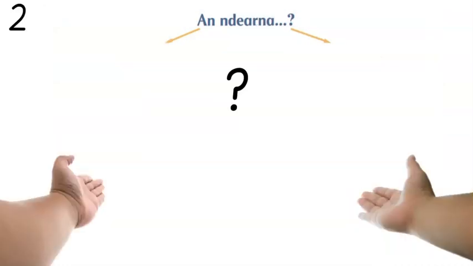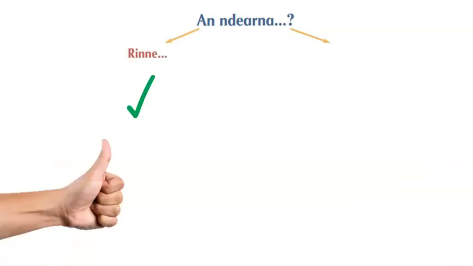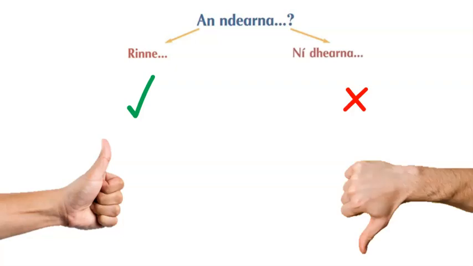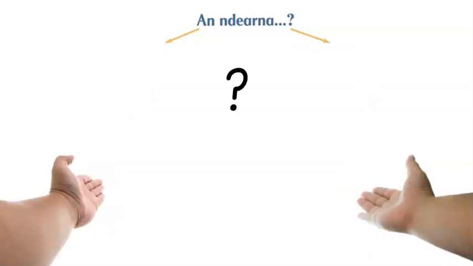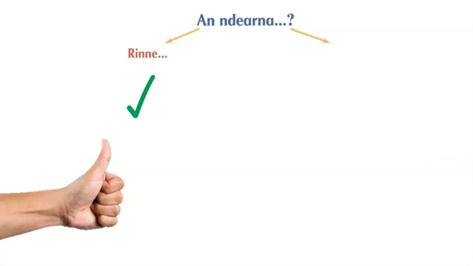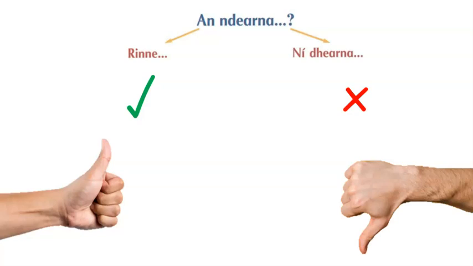Okay, we've got number two. So two hands out, and I want you to say ndearna tú. Did you make? Ndearna tú. So there are two answers to that. There is rinne mé, so thumb up on your left hand, rinne mé, I made. And there is ní dhearna mé. Can you say that? Ní dhearna mé. One more time. Ndearna tú, did you make? Rinne mé, ní dhearna mé. There's the two answers for did you make: rinne mé agus ní dhearna mé.